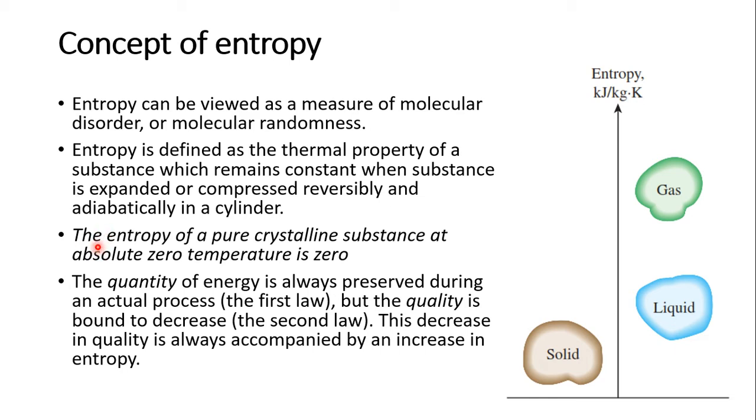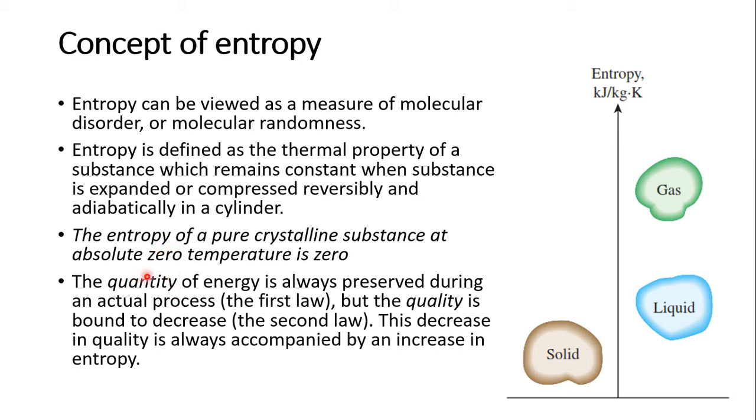One more statement. The entropy of a pure crystalline substance at absolute zero temperature is 0. Now what is the meaning of this? So if you consider absolute zero temperature, what do you mean by absolute zero temperature? Capital T is equal to 0 Kelvin. So for a pure crystalline substance at absolute zero temperature, the entropy value is 0. This statement is known as the third law of thermodynamics. We will come to this statement again.